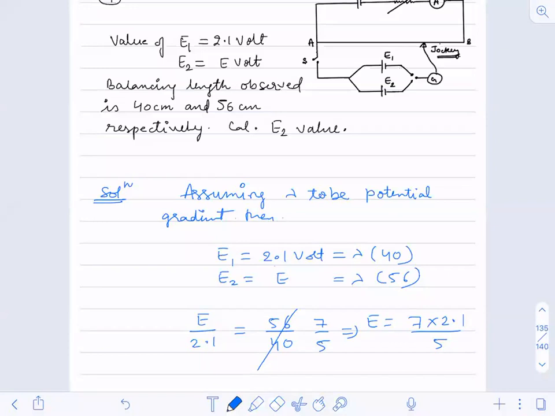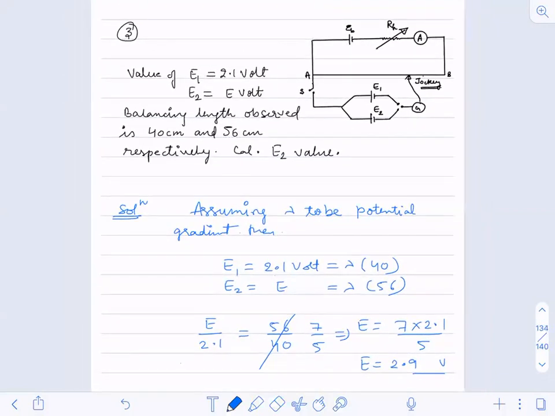14.7 divided by 5. So you will be having your answer less than 3, somewhere around 2.9 you should get. Just calculate one more decimal place and then we can state our answer. So this will be the answer. I hope you are understanding this numerical.